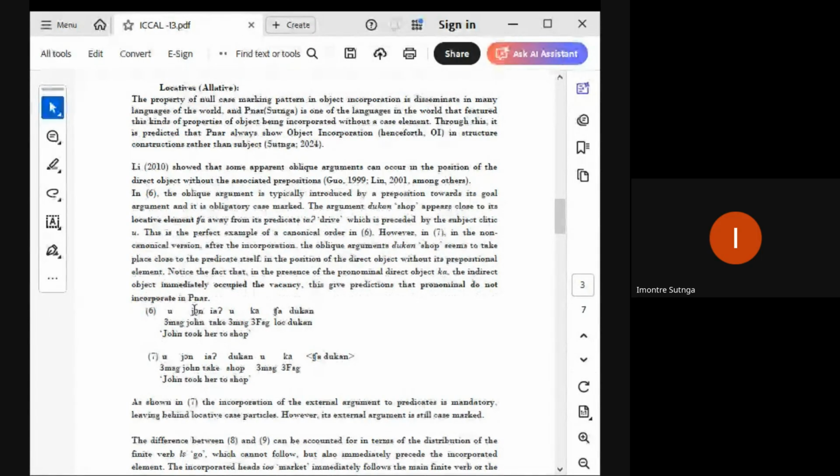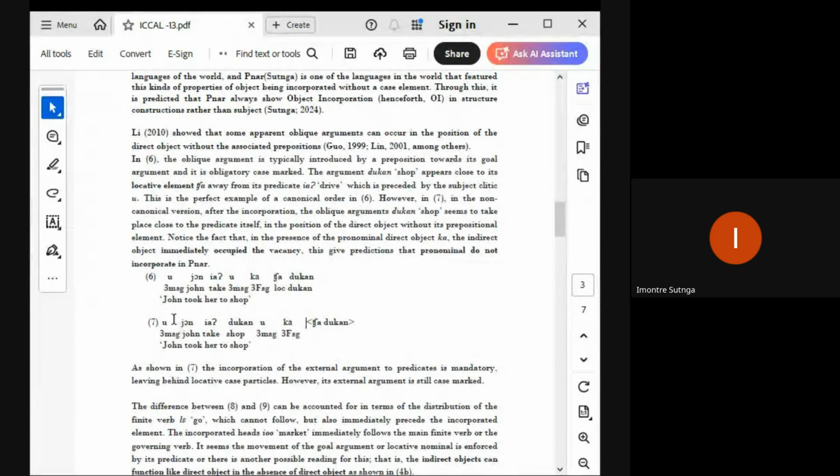Example 6, which is ujon ya uka cedukan, and 7, ujon ya dukan uka. So in 6 we see that although we have a direct pronominal, which is presented by ka, we still see that in 7 the indirect or oblique argument, that is chadukan, is incorporated to the verbal element, that is ya. Ujon ya dukan ukan.